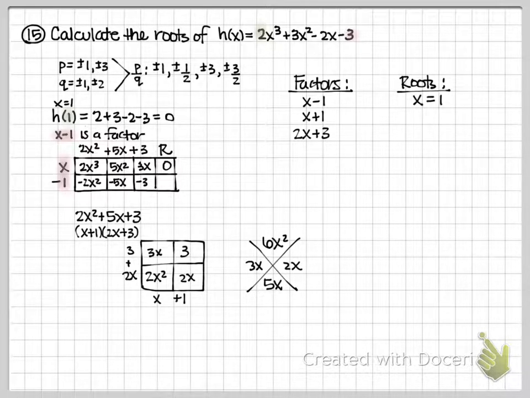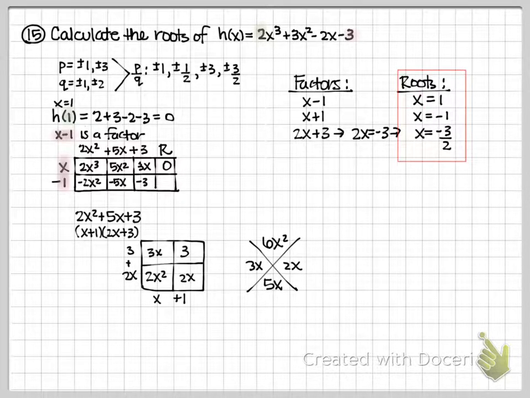So I would move the 1 to the other side, and that was the one I'd already found. Move the 1 to the other side. In this one I'm going to have to subtract the 3, so that's going to give me 2x equals negative 3. So 2x is equal to negative 3, which means x is equal to negative 3 halves. And there are my roots for this problem.